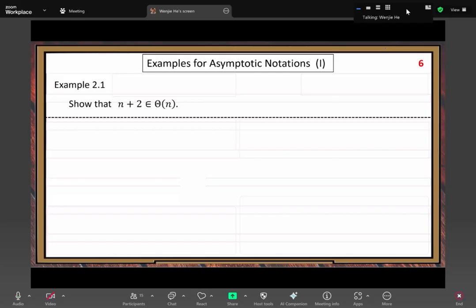2.1. The f function is very simple: n plus 2. And the g function is only n, big theta of n. Now, you need to write a proof. Show that, write a proof.